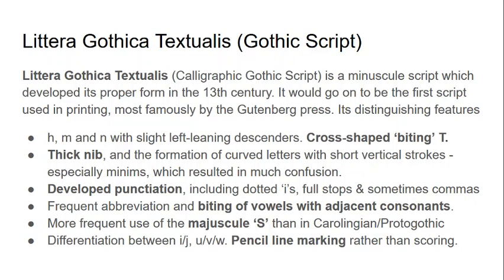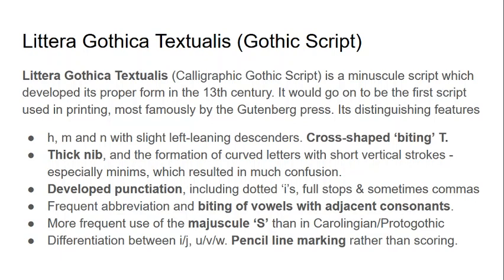So, Litera Gothica Textualis, or Calligraphic Gothic script, is a minuscule script which developed its proper form in the 13th century. It would go on to be the first script used in printing, actually, most famously by the Gutenberg press. Its distinguishing features include H, M, and N have a slight left-leaning descender, and you have a cross-shaped biting T.